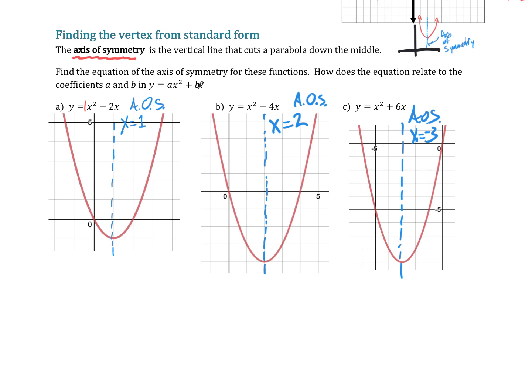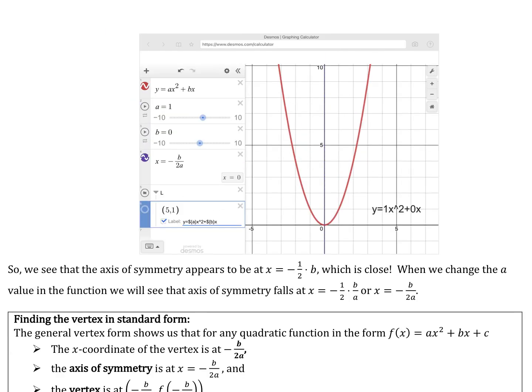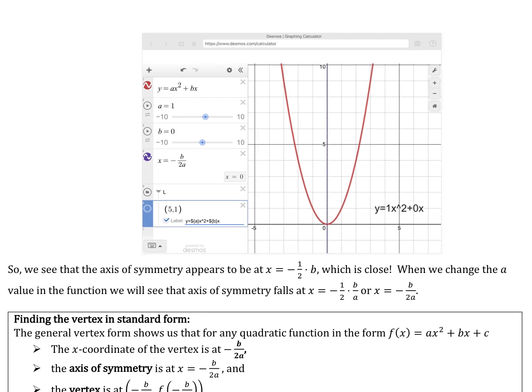Well, do you see a connection with that b value? This -2 gave us +1. This -4 gave us +2. This +6 landed us at -3. So it looks like it's half and the opposite sign. So it's -1/2 of b. We start to see a connection between the b value and the x value of that axis of symmetry. So it appears that the axis of symmetry has something to do with half of the b value, and we can kind of see that here.